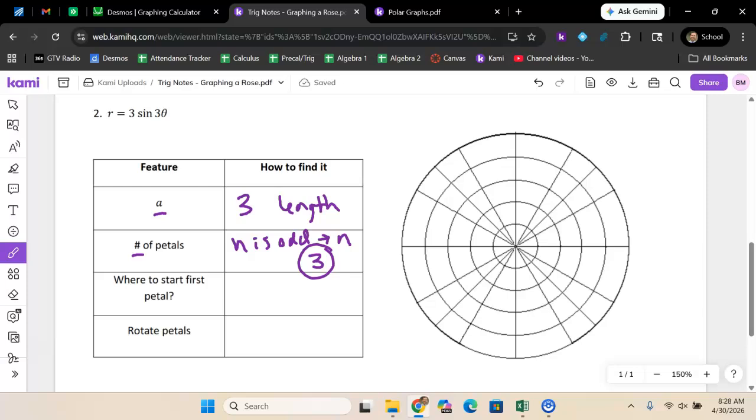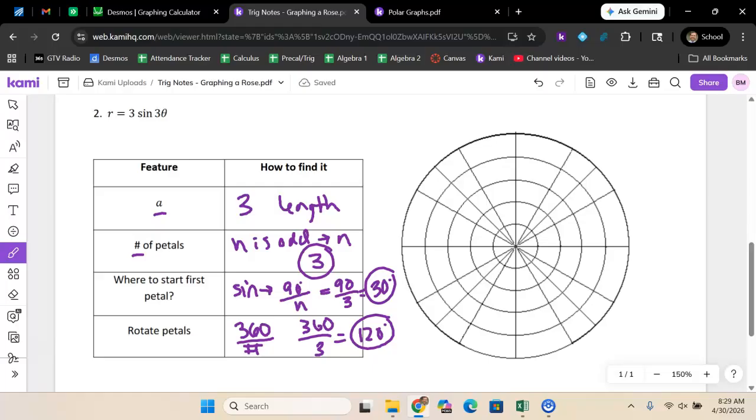Where do you start the first petal? If it is sine and not cosine, you take 90 and divide by N, so 90 divided by 3, which means our first petal is going to happen at 30 degrees. And we're going to rotate the petals, again, taking 360 and dividing by the number of petals, so 360 divided by 3. We are going to have a petal every 120 degrees.